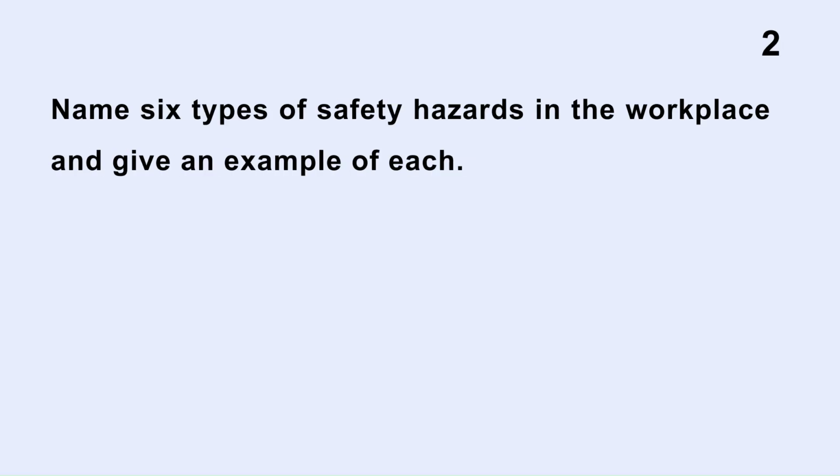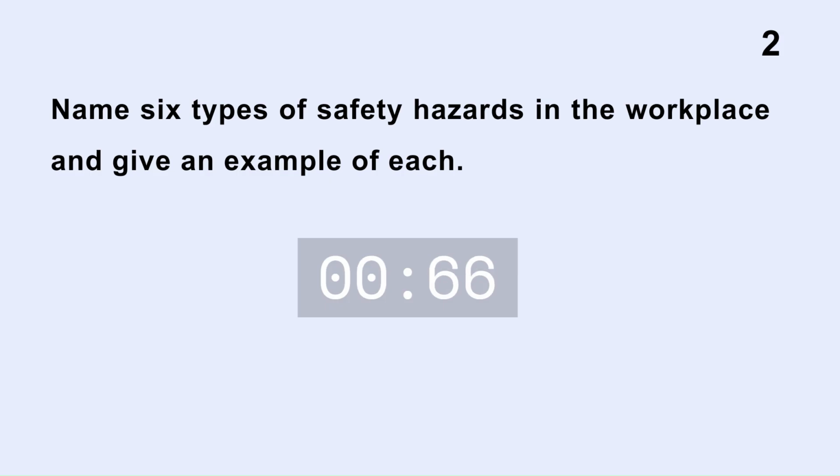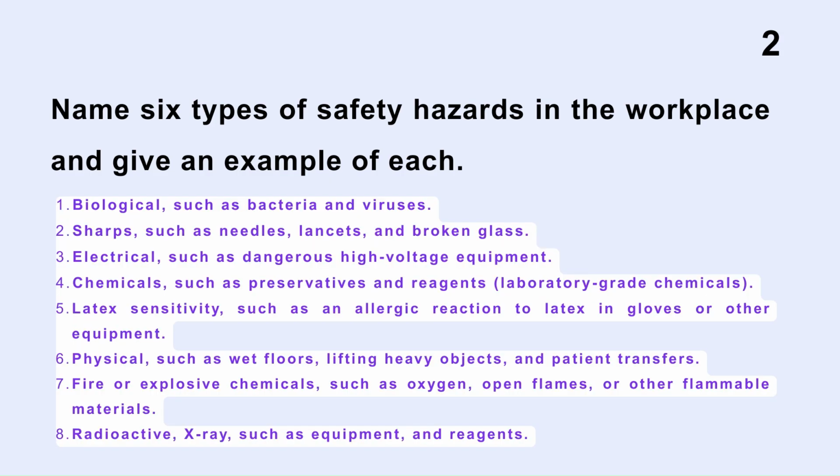Number 2. Name 6 types of safety hazards in the workplace and give an example of each. Biological, such as bacteria and viruses. Sharps, such as needles, lancets, and broken glass. Electrical, such as dangerous high-voltage equipment. Chemicals, such as preservatives and reagents. Laboratory-grade chemicals. Latex sensitivity, such as an allergic reaction to latex in gloves or other equipment.